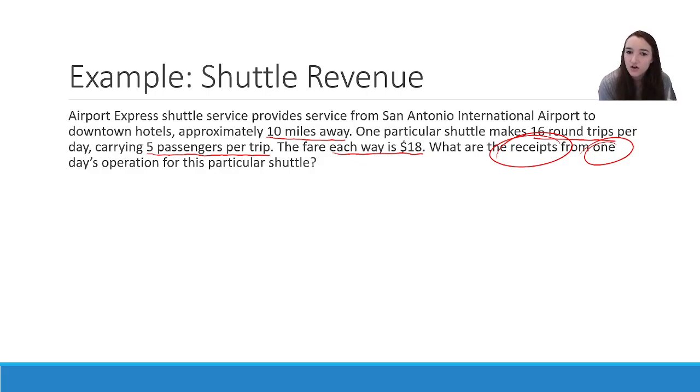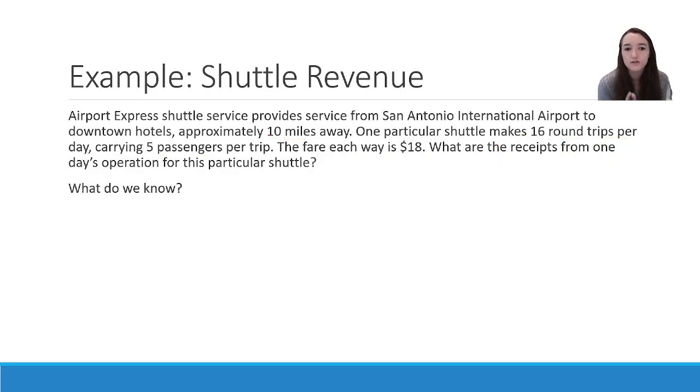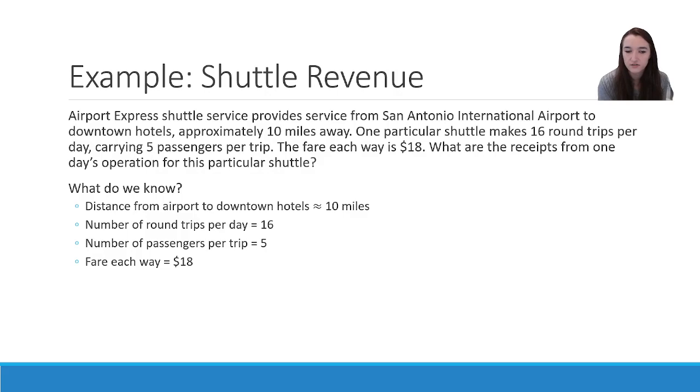So, we're going to take all that information and answer the question, what do we know? I'm going to list all of the information that I had underlined like this. The distance from the airport to downtown hotels is approximately 10 miles. Number of round trips per day is 16. Number of passengers per trip, 5. Fare each way, 18. Right? I've got all the information with the numbers pulled out because that's the only stuff that's really going to be relevant. And so that's what we know. And the second question I'm going to ask is, what do we need? What do we know? What do we need?